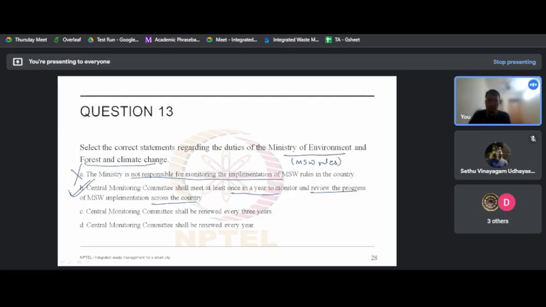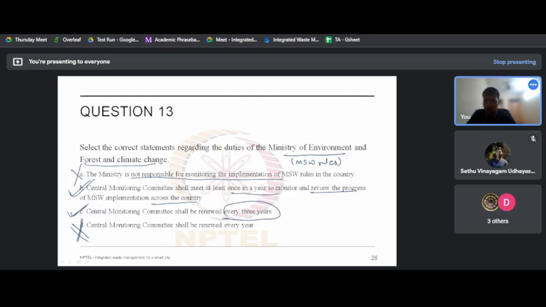Then the committee shall be renewed every 3 years. So yeah, based on the progress and what got done in 3 years, some revamping will be done in the committee. So option C is also correct. Committee shall be renewed every year. No, this is not correct. Also from a logistic point of view, renewing a committee every year does not make sense because that will not be very efficient. So once every 3 years is usually done.